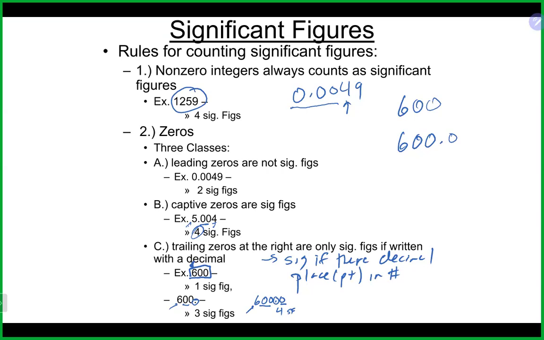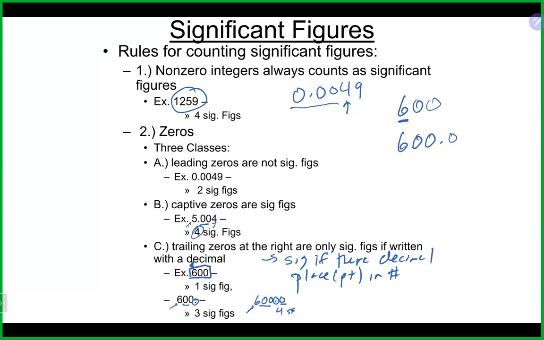Which one is the estimated? The uncertain digit is the 6. It's the only significant figure there, right? So basically what we're saying in the first one is, I think it's 600, but maybe it's like 500 or maybe it's 700, right? That's a pretty big crappy measurement. If it was a measurement, that's a big room for error.